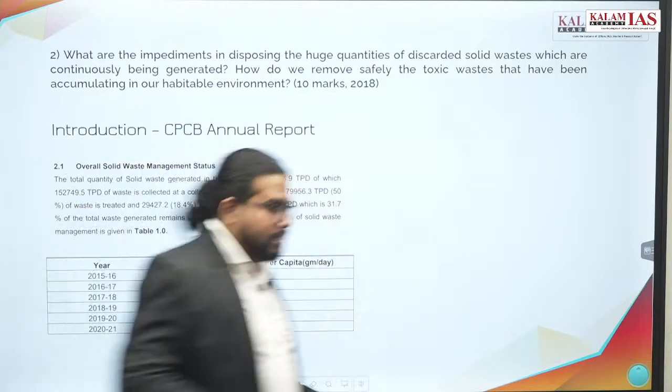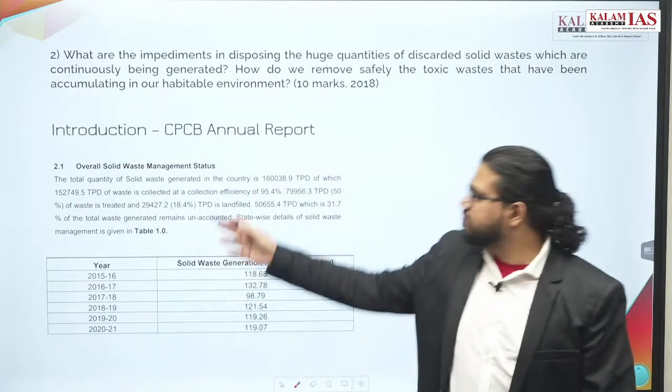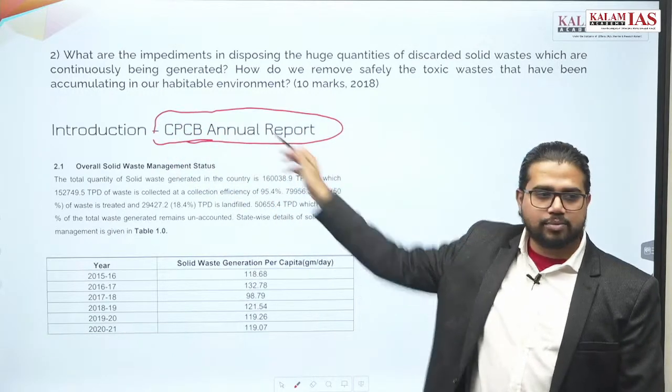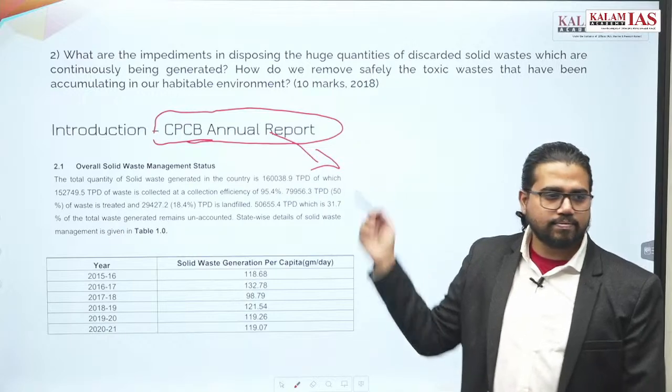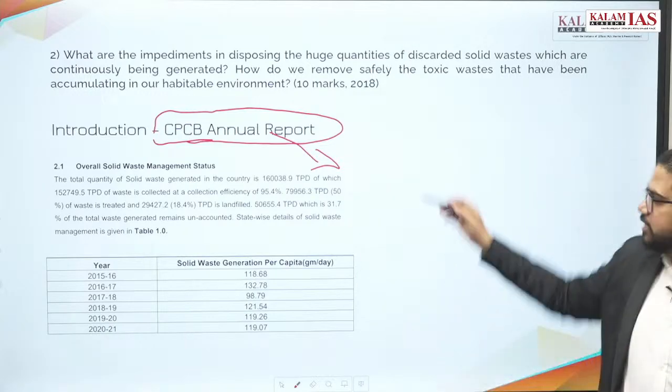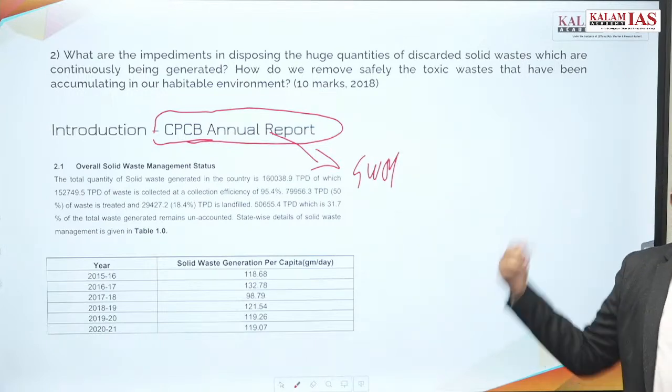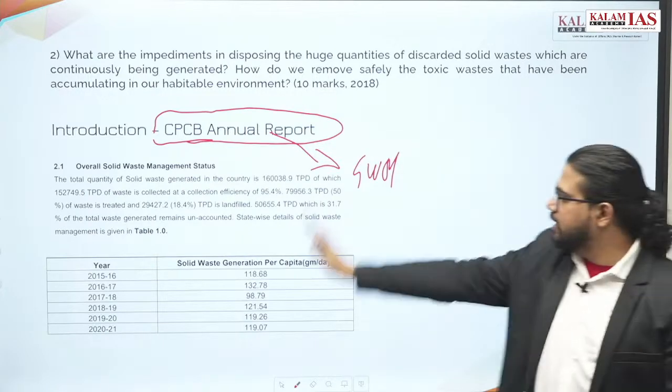These are some very big data. These are taken from the CPCB annual report. That CPCB is making an annual report on what? Solid waste management policies, how it is going on throughout every state. So they are making the report. This is data from there.